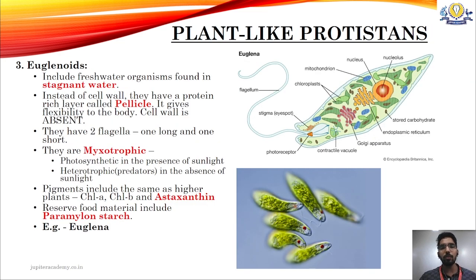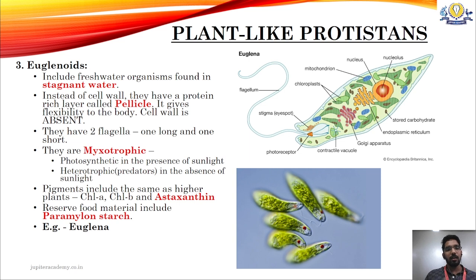Then we have the third group in plant-like protistans, which is euglenoids. These are different from the previous two in not having a cell wall. They also grow in stagnant waters, unlike rivers, lakes and oceans; they grow in places where the water does not flow or does not have much movement. Instead of a cell wall, a membrane is present, which is very flexible and rich in protein. This membrane is called pellicle. It gives flexibility to the body of the euglenoids.